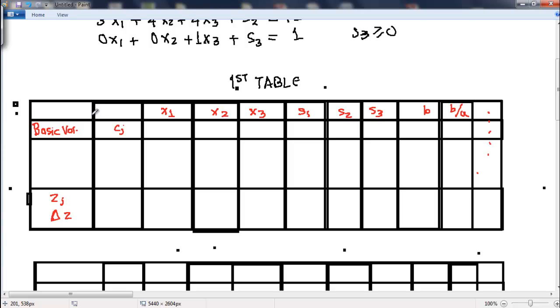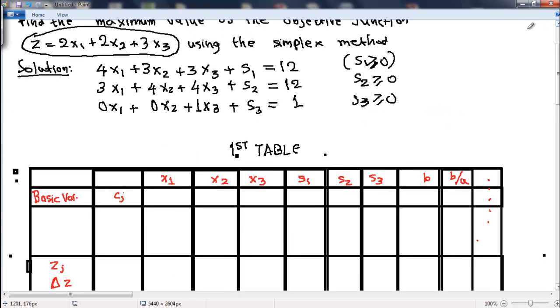Then we start to fill the gaps for the first row. Here I will have the coefficients of the objective function. So this is my objective function. The coefficient of x1 is 2, so I complete 2 here, 2 for x2, 3 for x3, 0 for s1, since it could be written like 0 s1 plus 0 s2 plus 0 s3. So 0 and 0 and 0 for these.